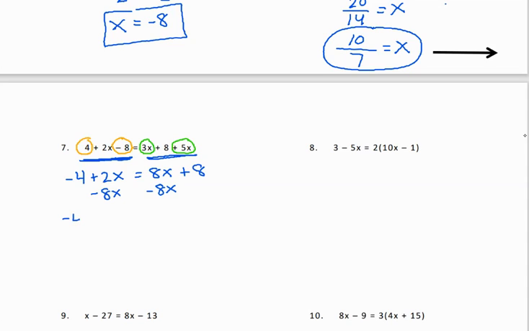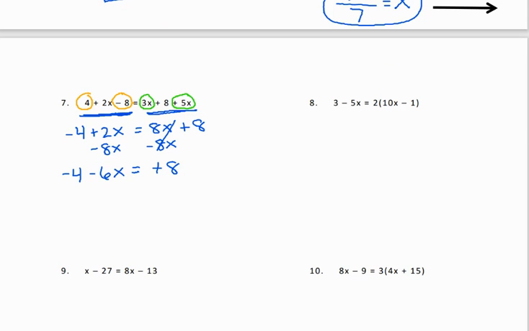So I now have -4. 2x minus 8x is -6x. Our 8x's cancel, and I'm left with positive 8. I don't know why I put that positive. It doesn't really matter. Just 8. Now we're going to add 4, right? Our x's are on the left, so now I move the numbers to the right. 4's cancel. I'm left with -6x. And 8 plus 4 makes 12.